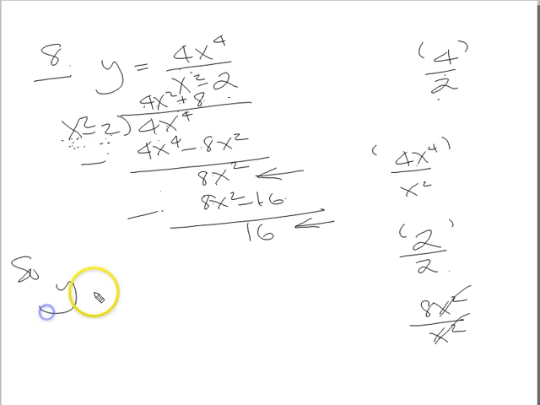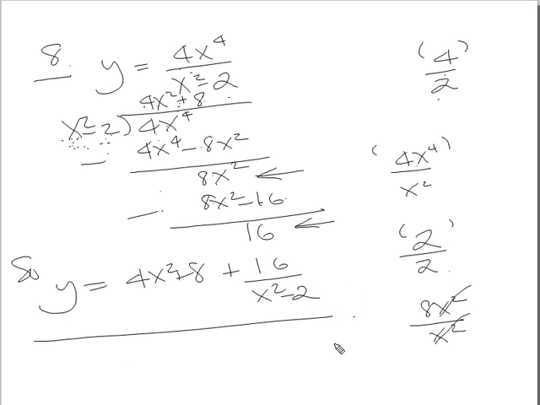So then y equals, so we've got 4x squared plus 8, yeah, and then plus our remainder over what we were dividing into, x squared minus 2. There we go. That's him. That's number 8 done.